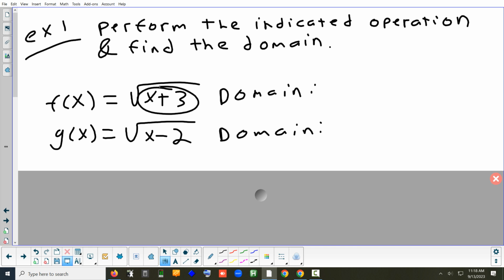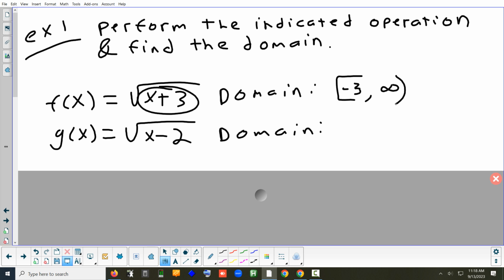Greater than or equal to. So the lowest value we could pick is negative 3. The highest value you could pick is as high as you want to go. Can you include negative 3 in what you pick? Yes. Can you include infinity? No, we can't reach infinity. So that's the domain of your original f of x.